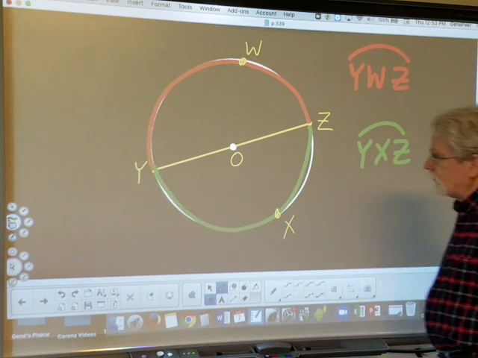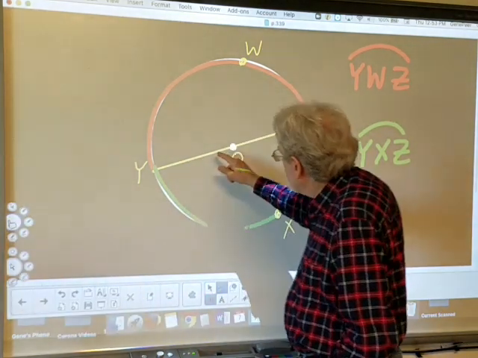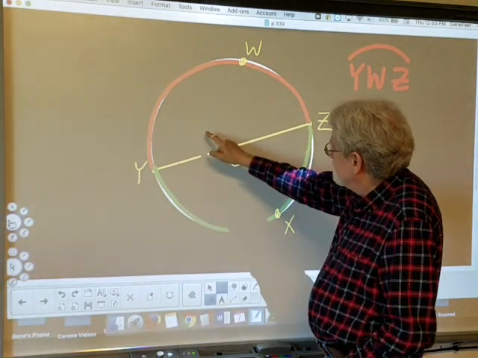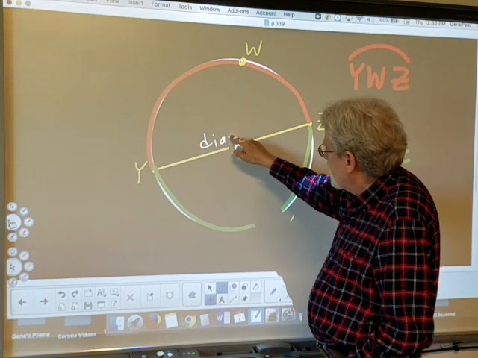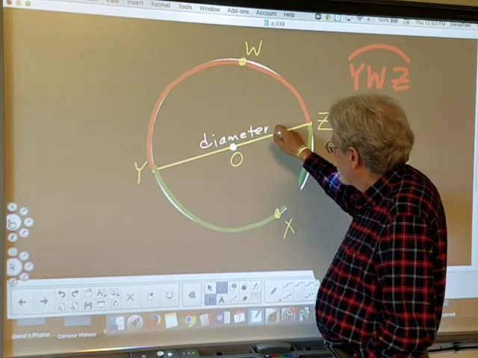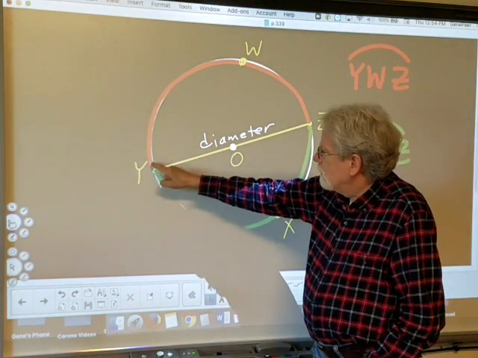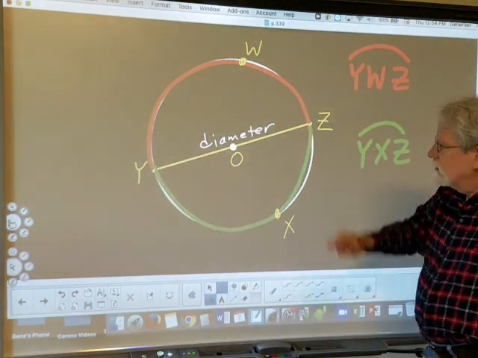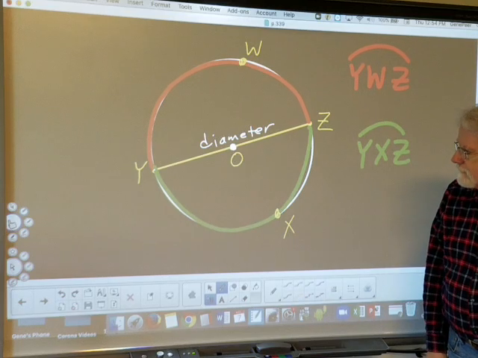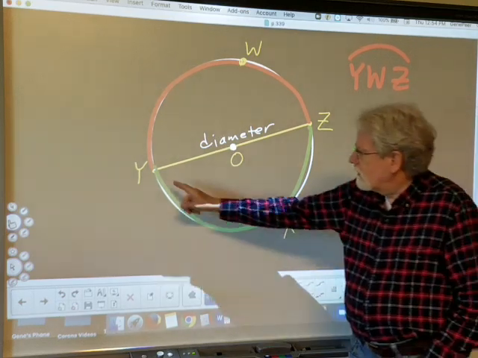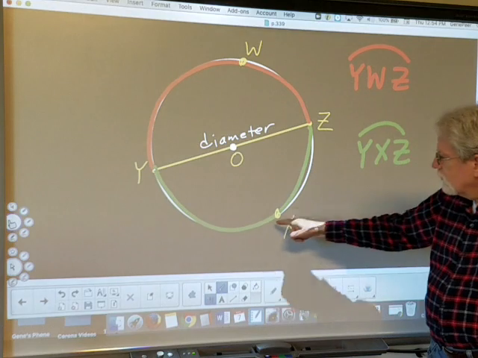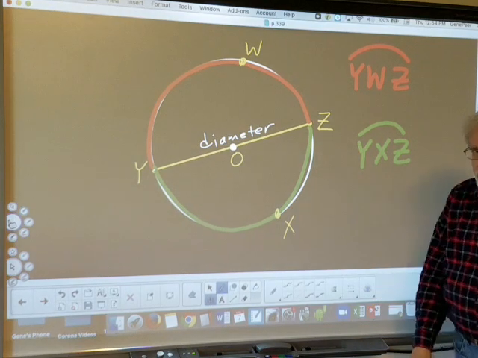Oh, and by the way, don't forget some old terminology here. What's this yellow line called? Diameter. So a semicircle goes from one end of a diameter to the other end of a diameter. The green semicircle goes from one end of a diameter to the other end of that diameter.